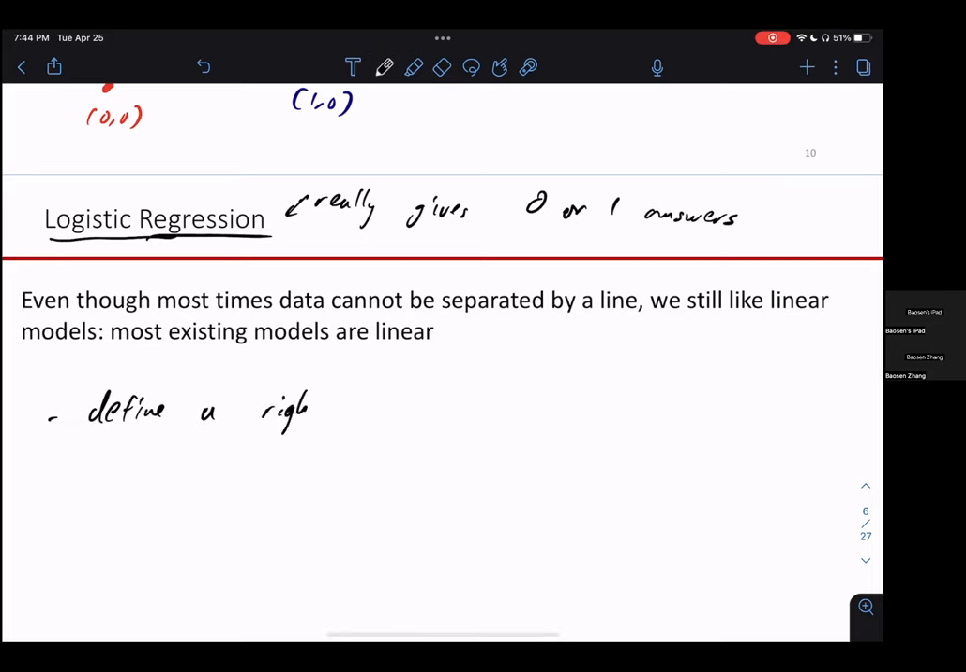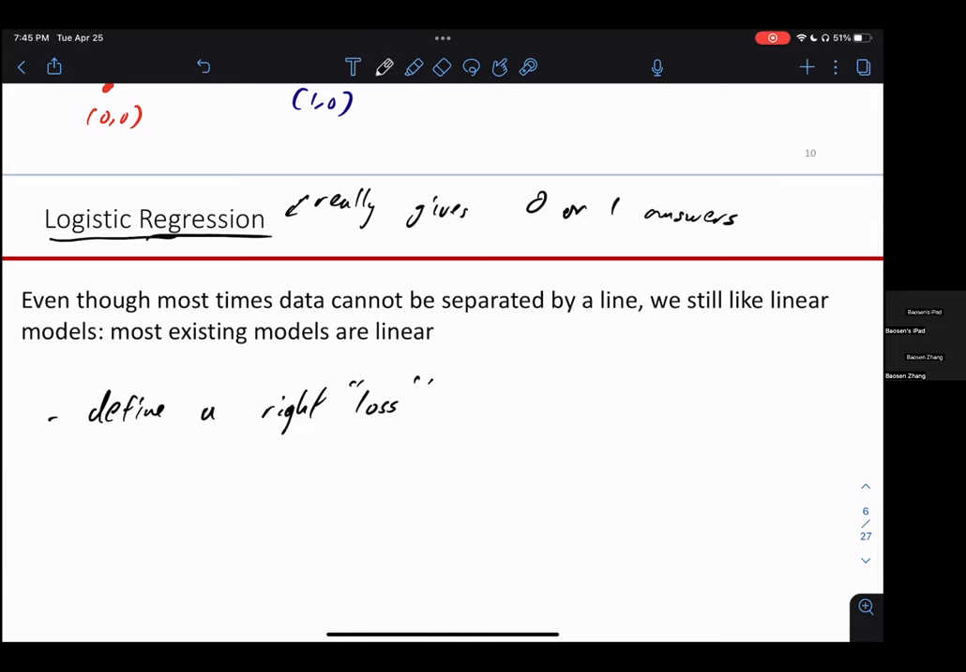a right loss. Remember in linear regression, your loss is the distance from your prediction to the true value. You can define the Euclidean distance or different norms. When things are categorical, there's no notion of distance anymore. This is not a distance between your prediction and the actual thing. Either you predict correctly or you don't. There's no notion of how close you are getting to the right answer. So logistic regression is a way to recover this idea of how close you are to the right answer.